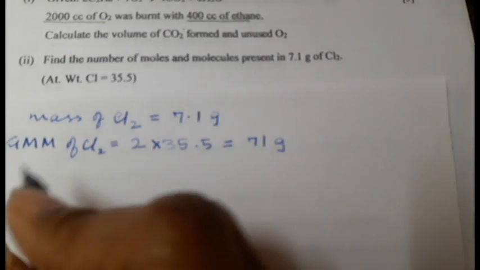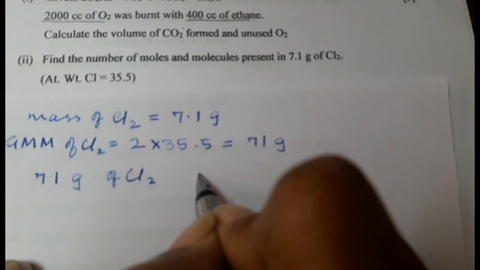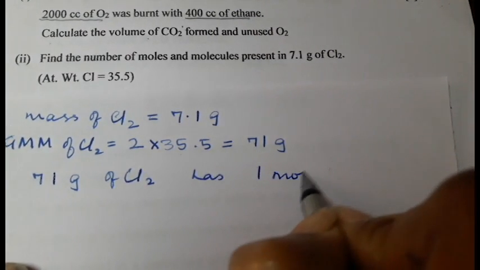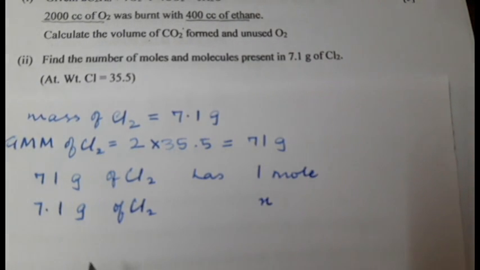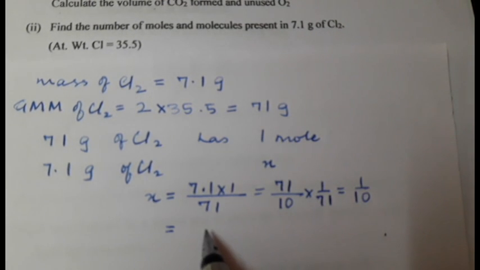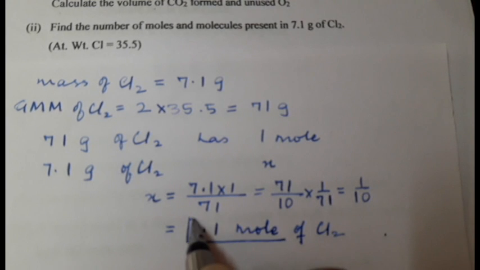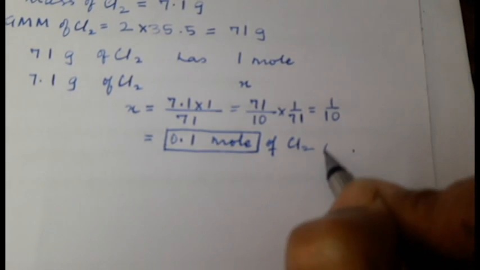And then we are going to say, 71 gram of chlorine has 1 mole in it. So 7.1 gram of chlorine has X. Now can we do the calculations? X will be equal to 7.1 multiplied by 1 upon 71. That gives us 71 upon 10 into 1 upon 71, which is 1 upon 10, and that gives us X equal to 0.1 mole of Cl2. So this is our answer. We also have to find the number of molecules. So now this becomes your answer 1.